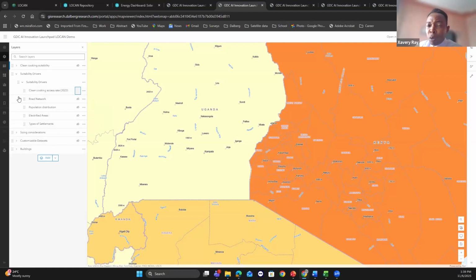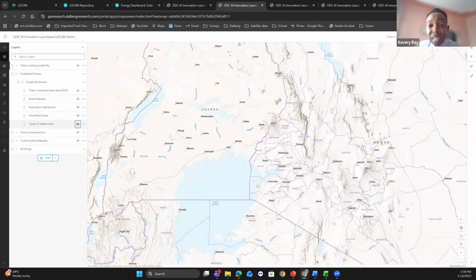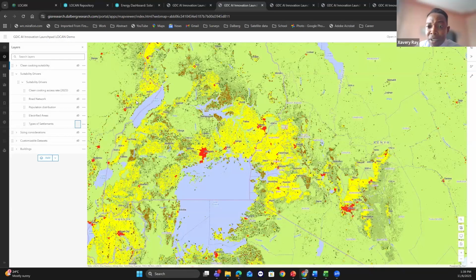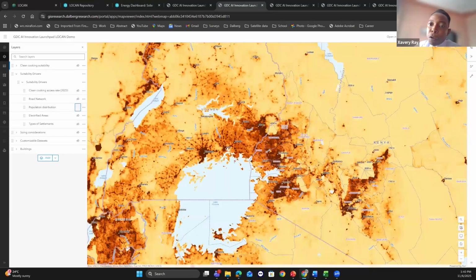So to build these profiles, we'll need different data sets. First, we need the settlement typology. Settlement typology is an AI-developed data set clustering people by where they live, that is cities, towns, or villages, so that we can tailor solutions to local needs. Population distribution is also another data set. And here we want to focus on areas with enough households close together to support viable business operation.